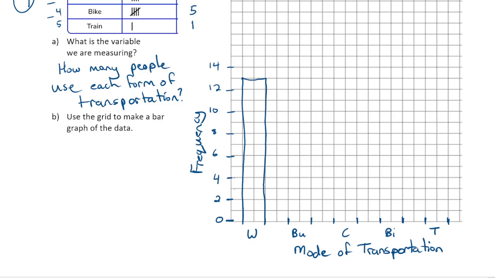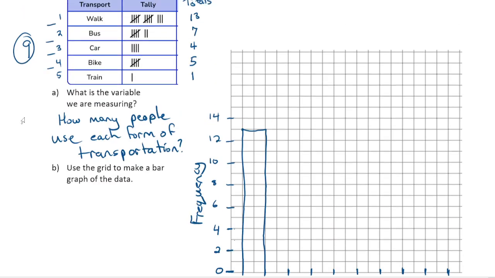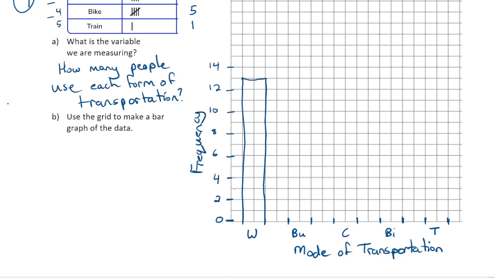And then busing. Busing was 7. So bus goes up to 7. And then car is 4. Bike is 5. And train is just 1. So that's how you do it.